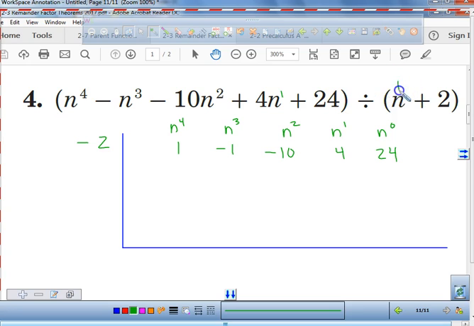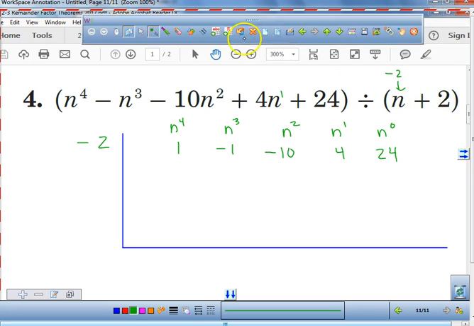Oh, just remember, what number plus 2 gets me to 0? What number? Negative 2. That's how you do it. Always ask yourself, what number plus or minus that gets you to 0? That's why I'm using a negative 2. First step, drop it down.